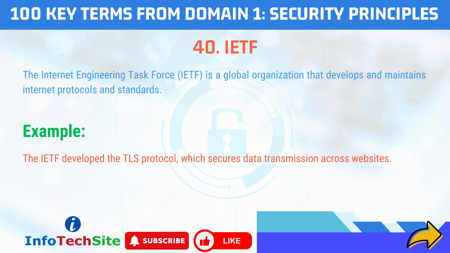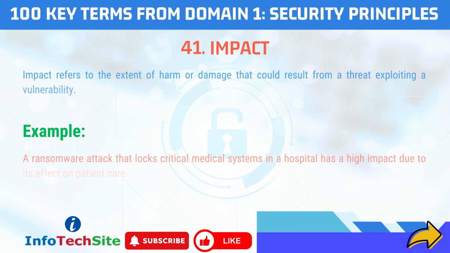An example includes: the IETF developed the TLS protocol, which secures data transmission across websites. 41. Impact. Impact refers to the extent of harm or damage that could result from a threat exploiting a vulnerability. For example, a ransomware attack that locks critical medical systems in a hospital has a high impact due to its effect on patient care.